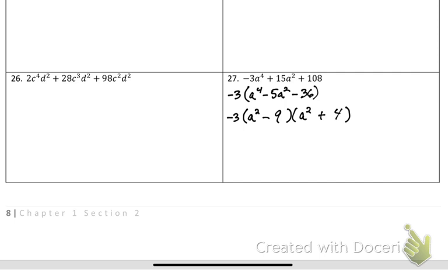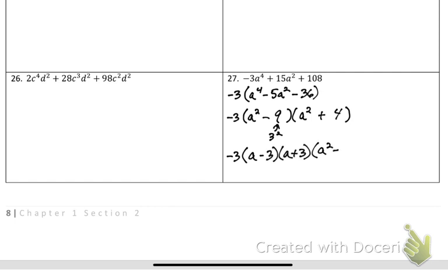Now I'm going to notice I can go one step further, Jason. I'm sorry, guys. So we have an a squared minus 9, which is 3 squared. So I'm picturing this as a difference of squares. So we can go one step further and make this a minus 3, a plus 3.